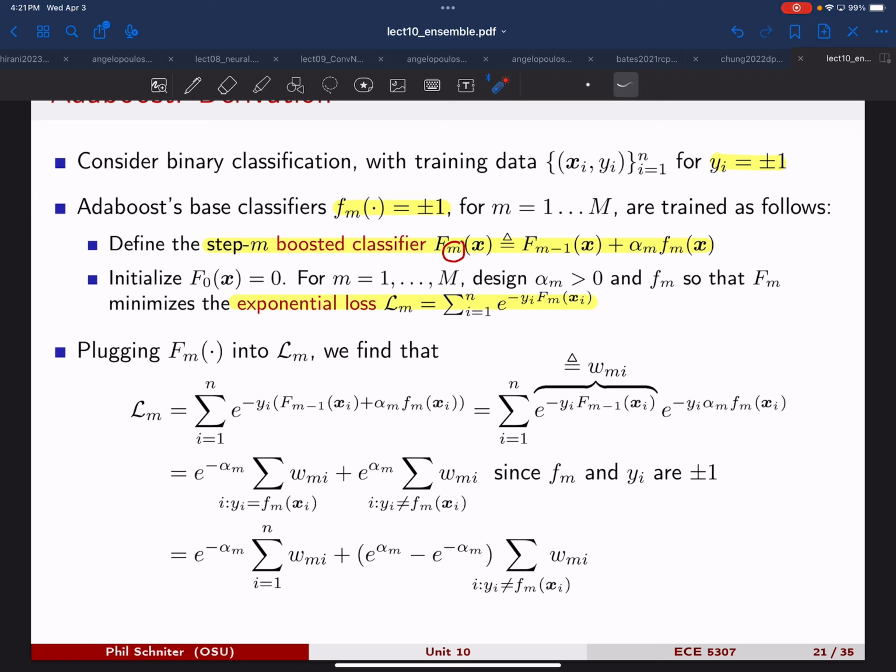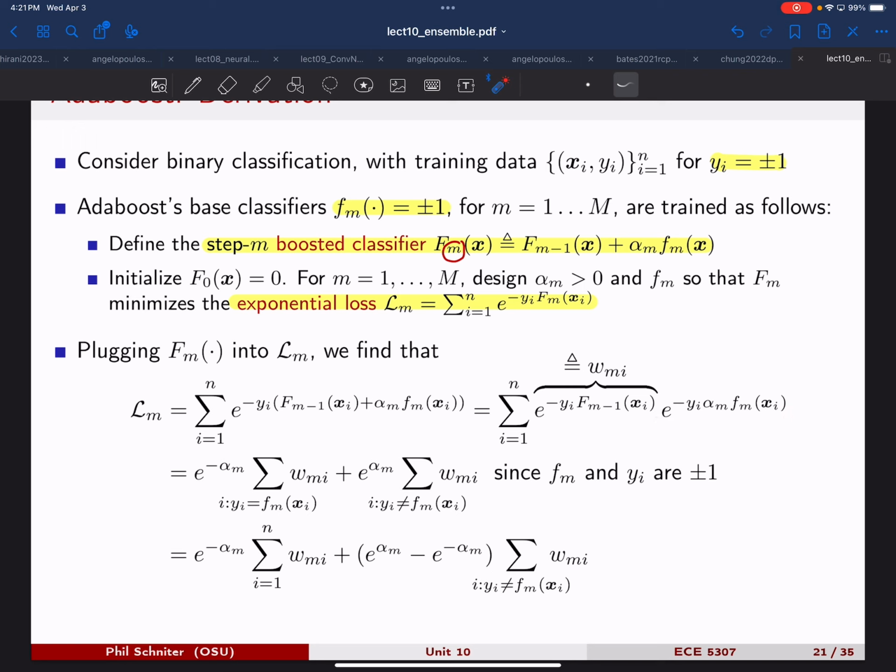Okay, so how do we go about doing that? Well, it's just some interesting tricks that people developed. So it goes like this. Remember that yi and fm are both binary. So there's basically two things that can happen. Either they agree in sign, at which point their product becomes 1, or they disagree in sign, at which point their product is -1. So basically this quantity is either going to be e to the power alpha m or e to the power minus alpha m.